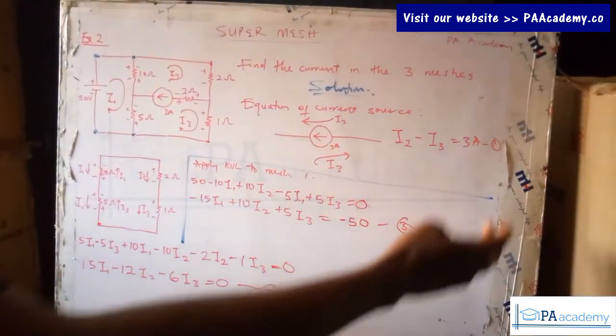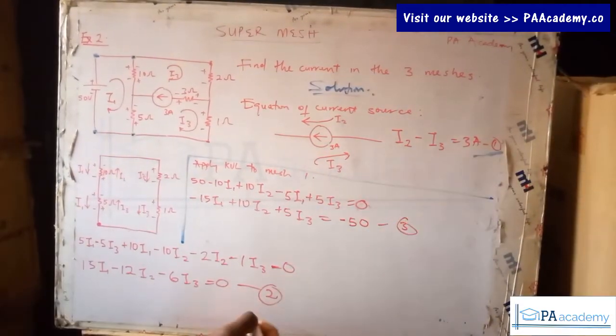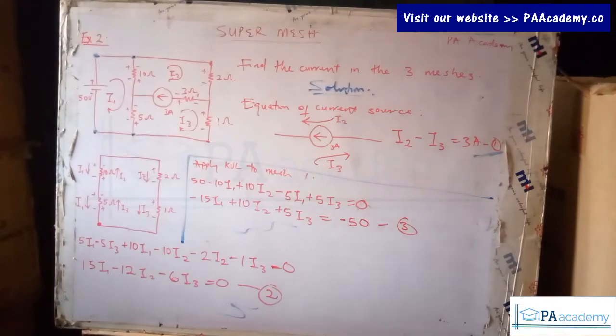So now we've gotten our equation 1, equation 2, and equation 3. Don't forget the question said that we should find the current in the 3 meshes. That is I1, I2, and I3. That's what the question is asking us to look for.